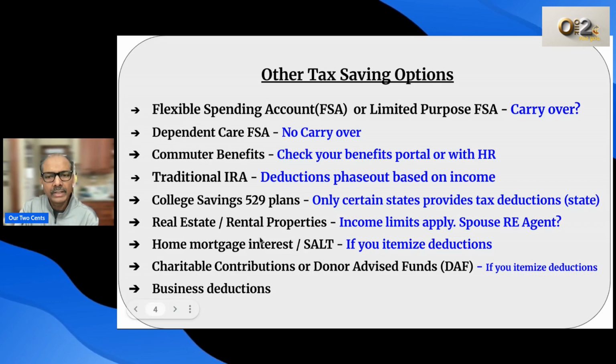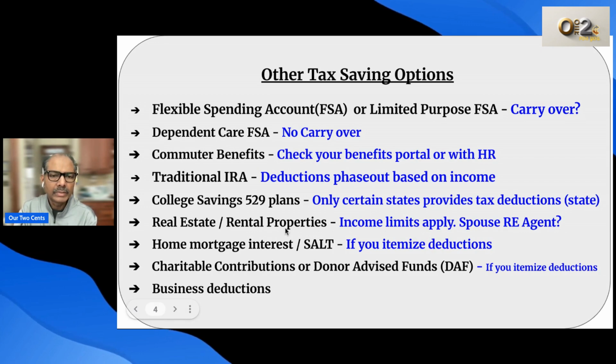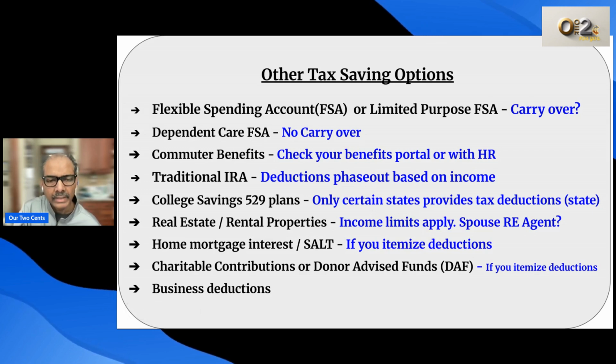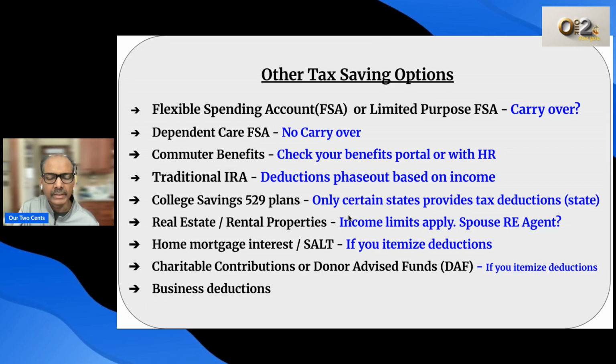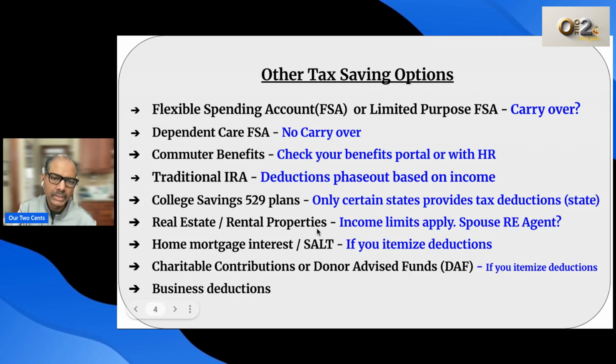Rental properties are another one. Again, it all depends on whether you have rental properties and income coming out of them. There are also income limits. The key thing here is that with rental property, you can do something called depreciation. That can be used towards the tax benefits only if you are in a certain income range, right? The other option is if you have a spouse who is a real estate agent, then you have a lot more benefits to do that. So something for you to explore.